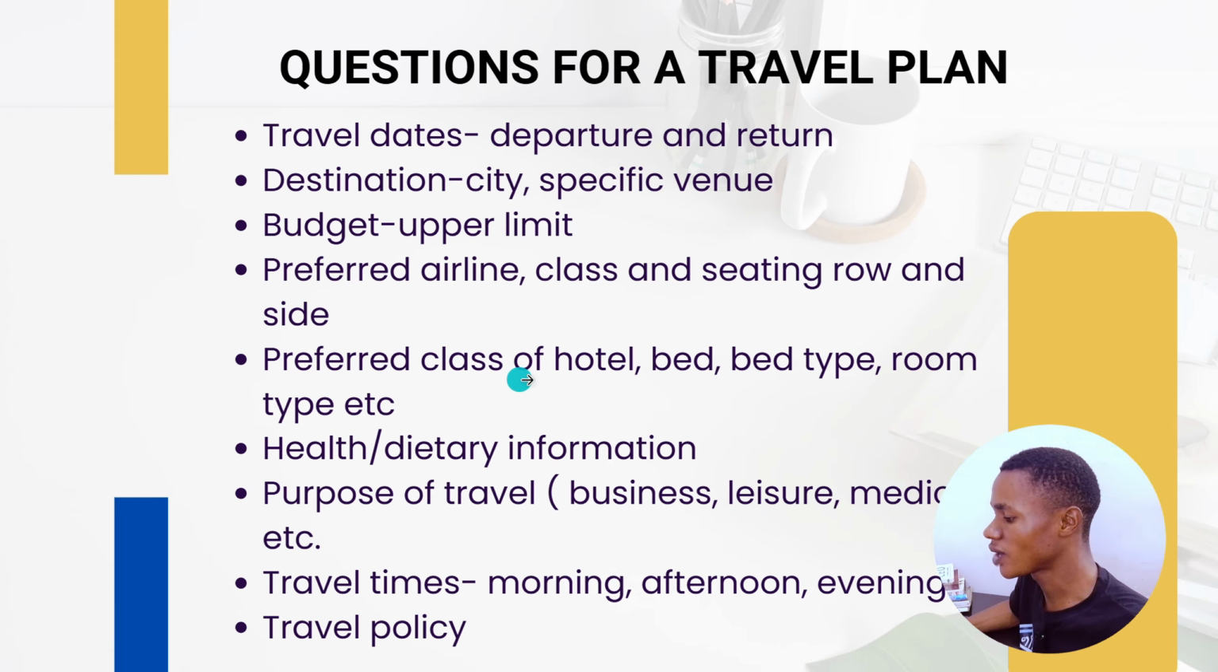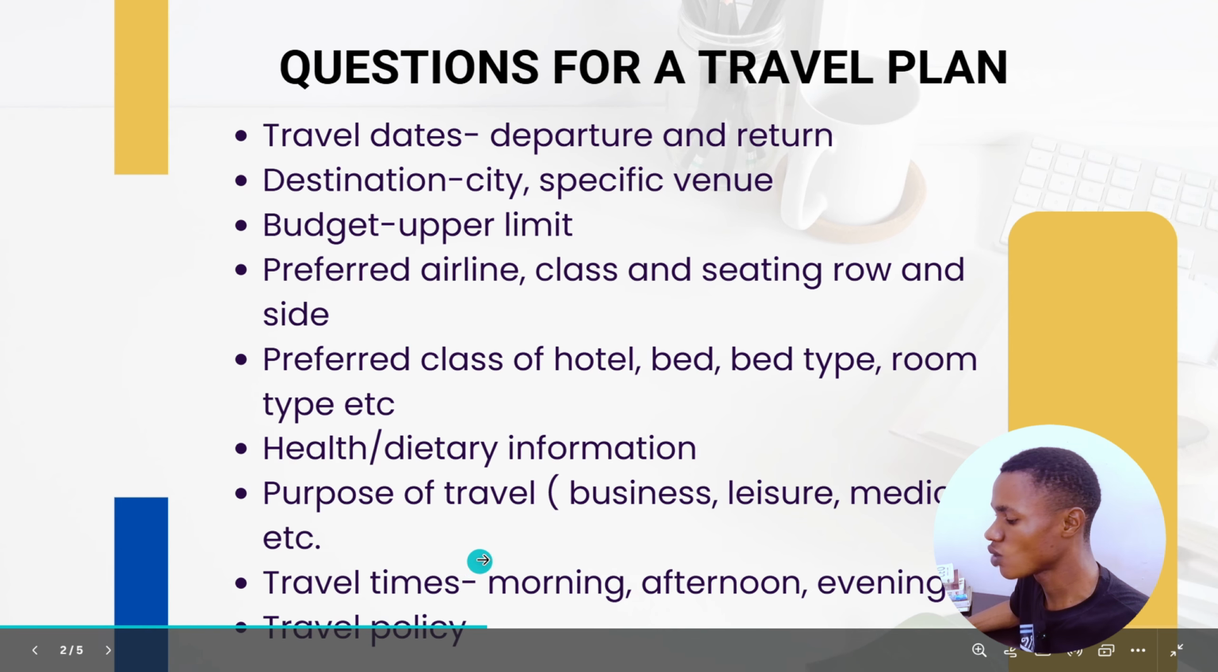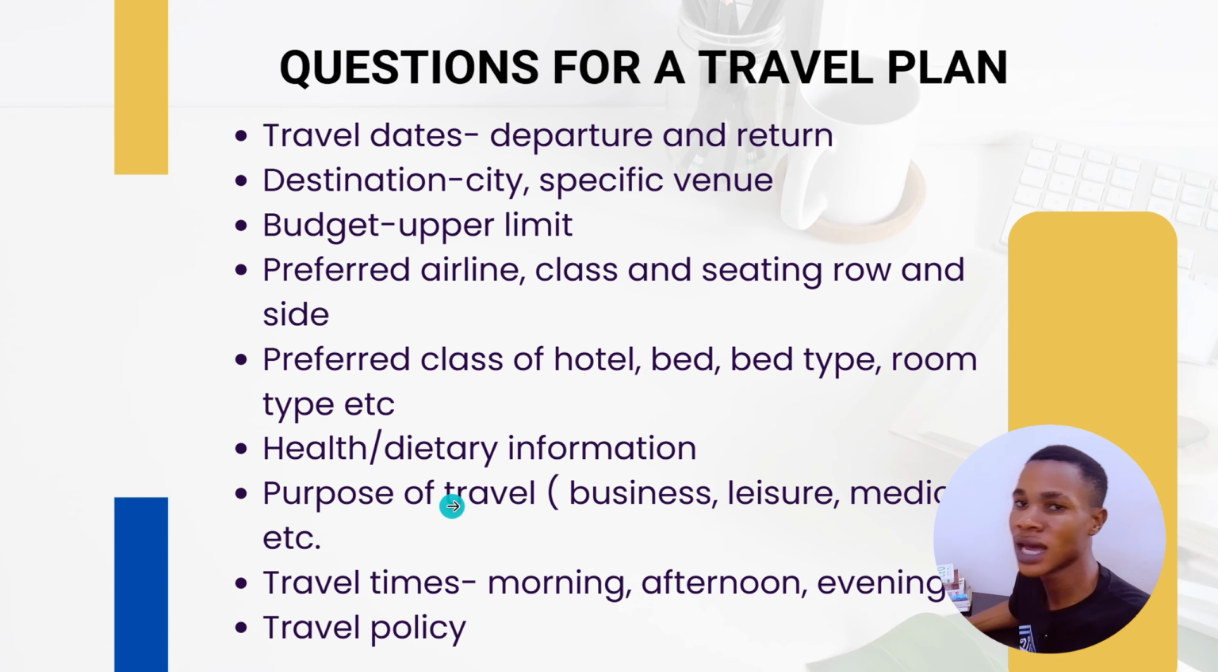And then of course the preferred class of hotel, where he's going to stay in that particular location, the bed type, the room type, etc. And then of course the health and dietary information, the purpose of travel, whether business, leisure, going for medicals, or maybe just for leisure, just to enjoy himself. And of course, with the travel times, does he want to move in the morning, the afternoon, or in the evening? And of course, what is the travel policy that he is familiar with?